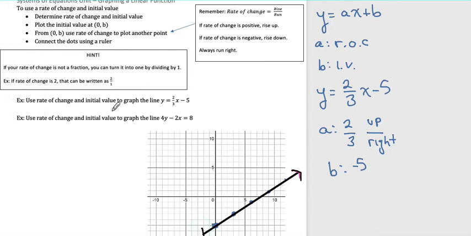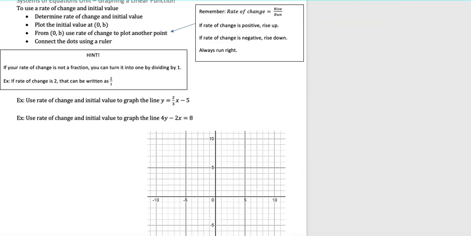Now, if our rate of change was negative, so if this was negative 2/3, from this dot we would go down 2 and over 3. So if rate of change is positive, we go up. If rate of change is negative, we go down, and we always go to the right. Let's look at one more example.